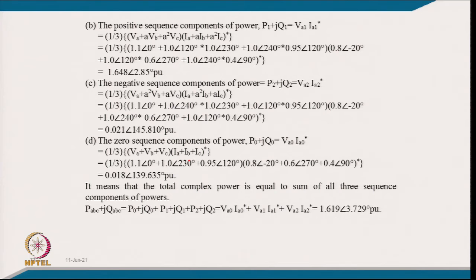So, it means that the total complex power is equal to the sum of all three sequence component powers. What we got in the previous case, P_ABC plus jQ_ABC, we put all the values and follow the same approach. So, it comes to 1.619 per unit at the angle of 3.729 degree, which we calculated by another alternate method in the previous slide also.